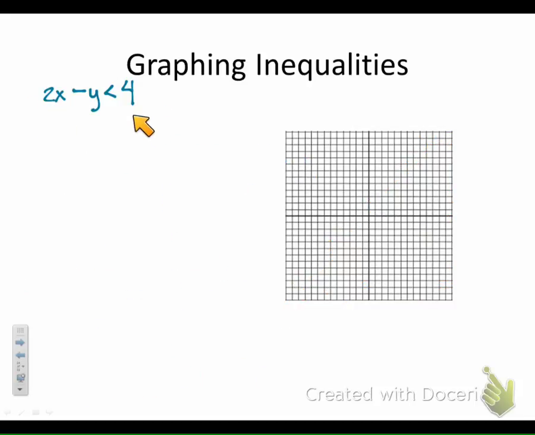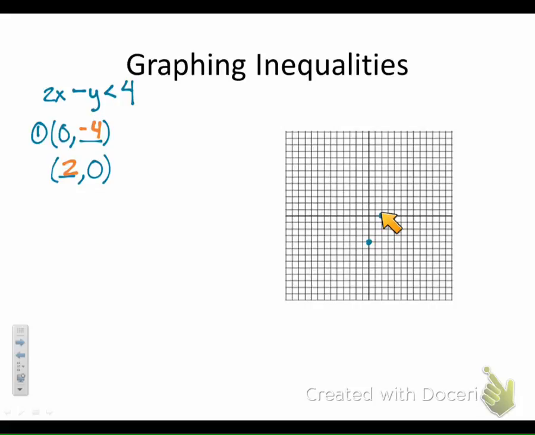Graphing 2x minus y is less than 4. The first step is just to graph your boundary. The old approach is trying to figure out, what is my y-intercept? What is my slope? But it's in standard form, so I'm going to use the intercept method. If I plug a 0 in for the y-coordinate, it wipes out this term, so 2x equals 4. I'm going to have an x-intercept at 2.